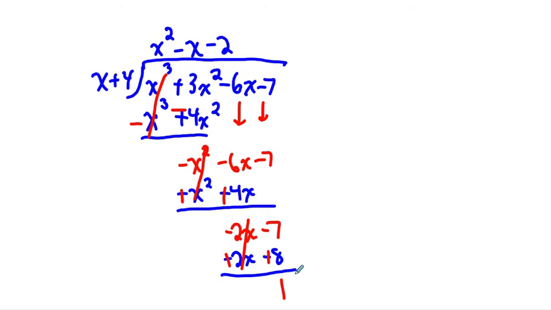All right, we just got a remainder of 1. So this means that no, this is not a factor. We ended up with a remainder of something other than 0, so this is not a factor. Okay, so then we just have to, again, answer that question. So we just need to say that no, x plus 4 is not a factor.